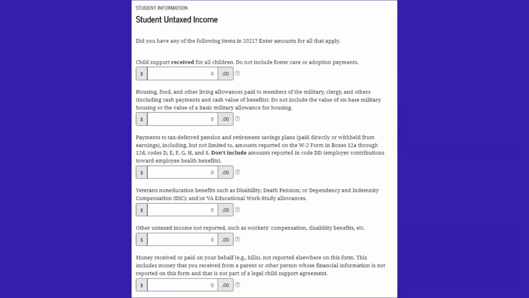Any type of untaxed income that the student has, it could be child support received for all children, housing, food, or other living allowance paid to members of the military. Most of these do not apply to high school students, but you've got to go through one by one. And in this case, none of them were applicable, so we just put in 0.